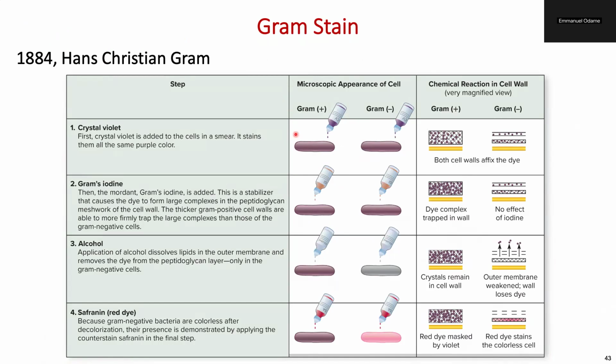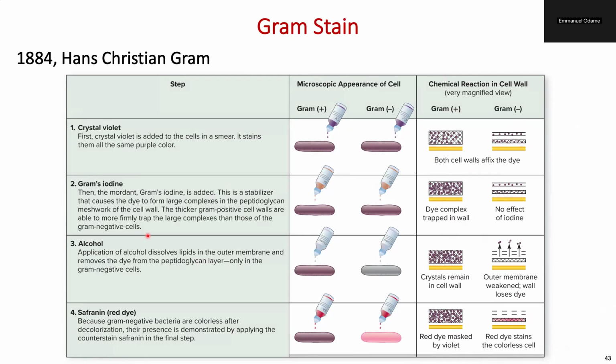You come in with the first reagent, which is crystal violet. Crystal violet is added to the cells in a smear, and it basically stains all of them the same purple color. Looking at their cell walls, the gram-negative has three layers and the gram-positive has two. Both cell walls are stained, and the dye is fixed. And then next is to treat them with iodine.